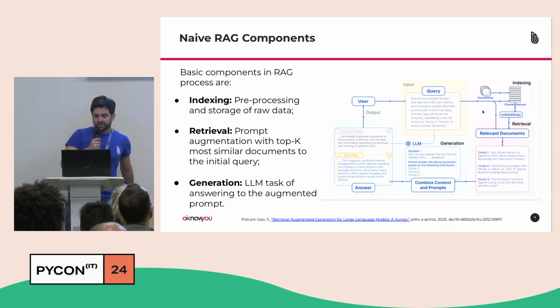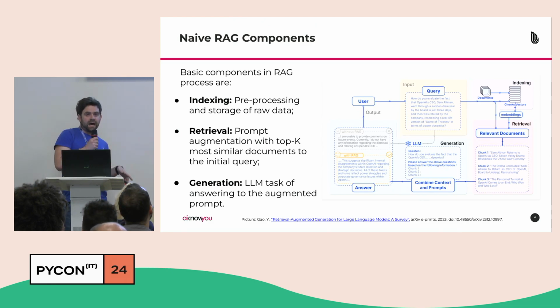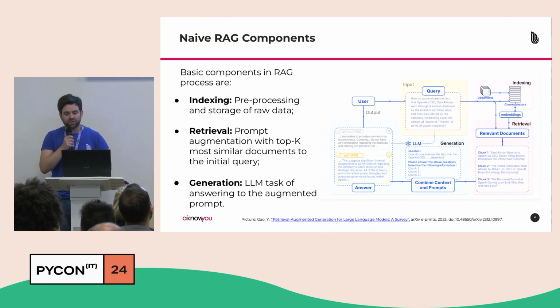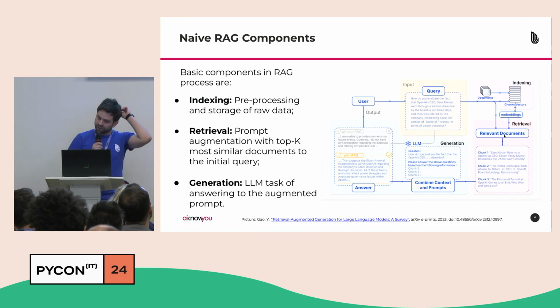The second part is the retrieval, so the final user types a query, and the retrieval model is able to retrieve the top K most similar documents to the initial query. So if I ask about the OpenAI CEO dismissal, I get these three texts.